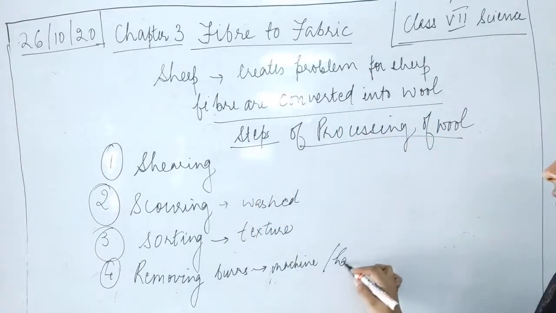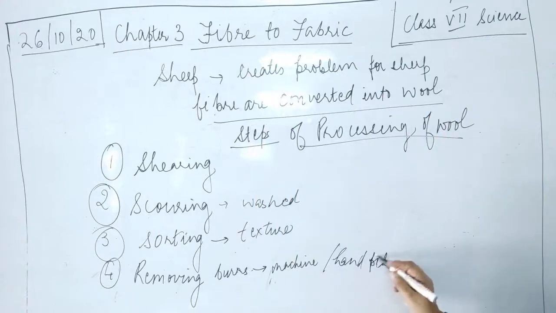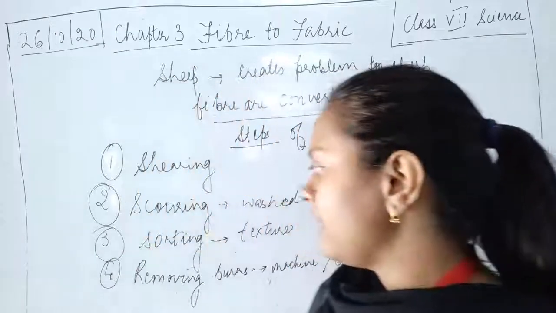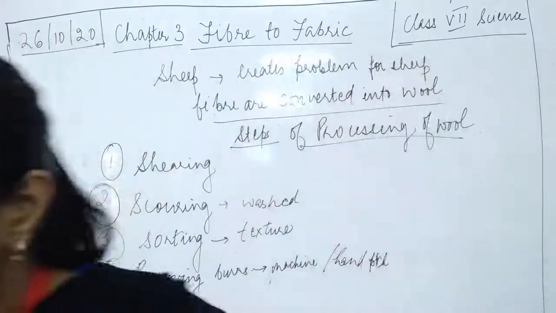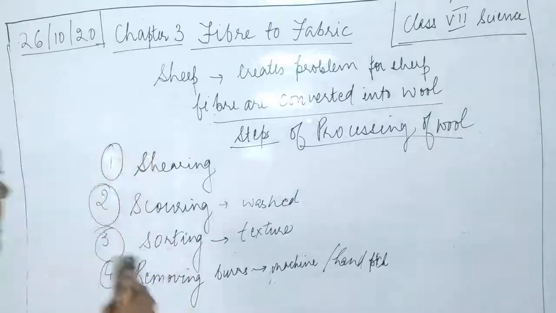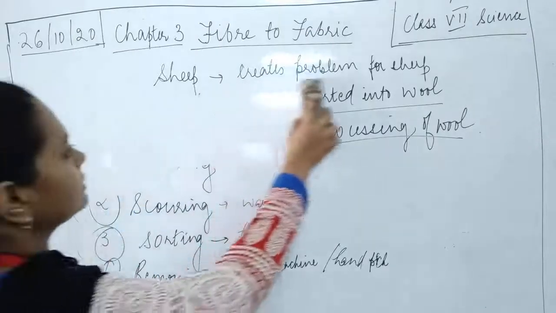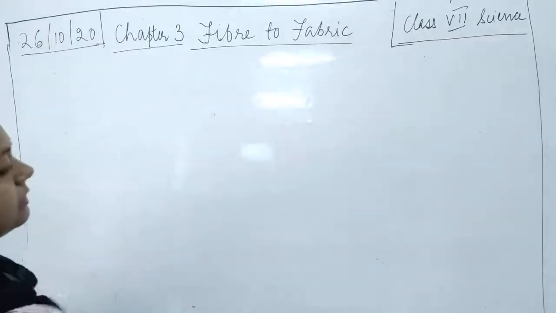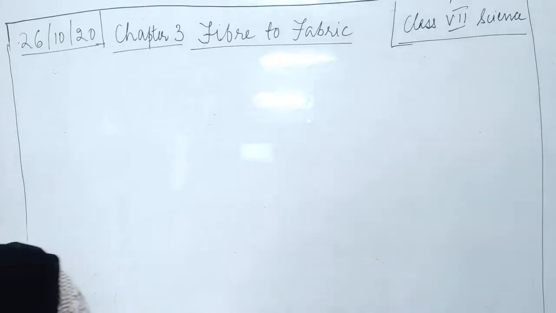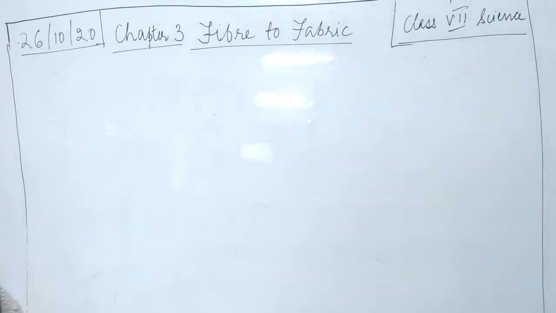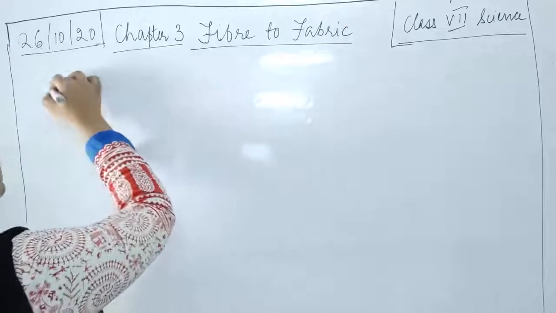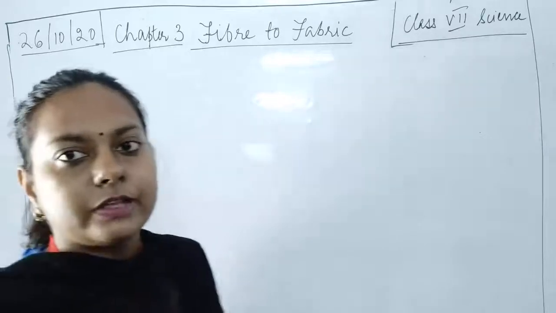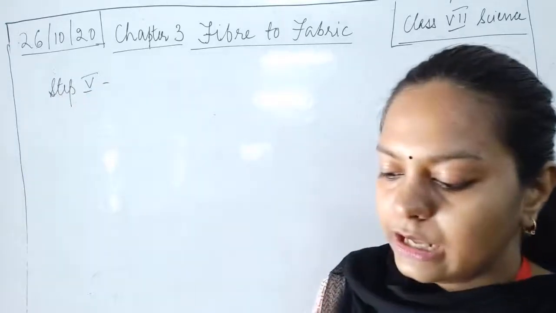Fine. Now we will move on to the next step. These four steps we completed yesterday, and I have also revised them. Now the next step is the fifth step. After removal of burrs, the wool is also scoured again. So the fifth step under the processing of wool is the dyeing of wool.